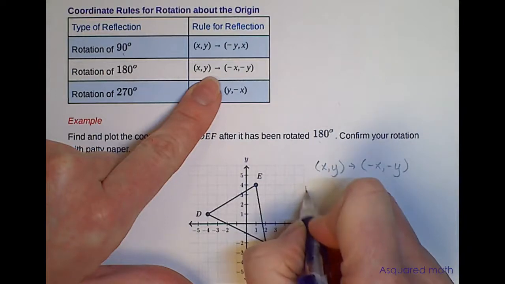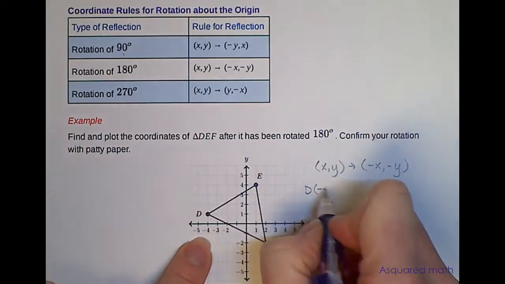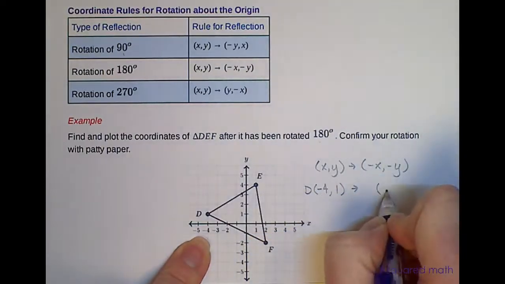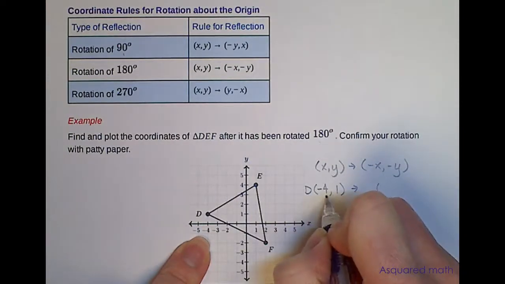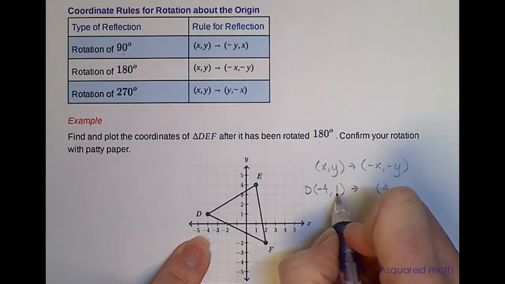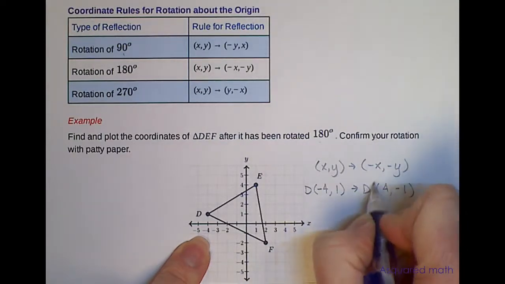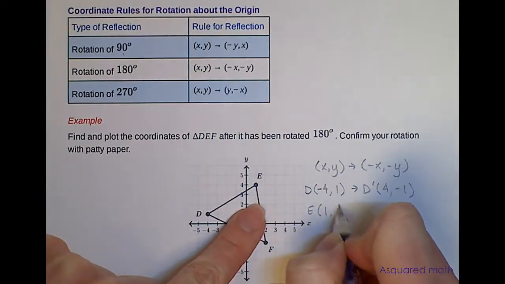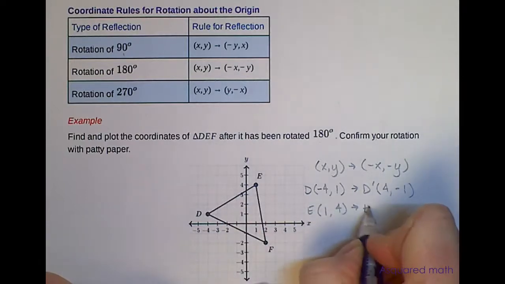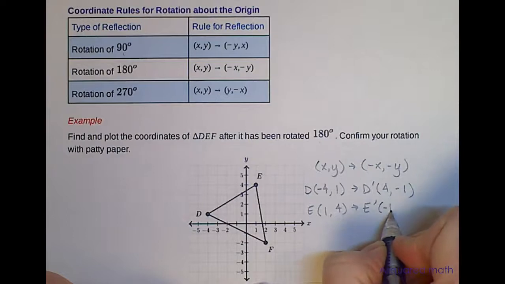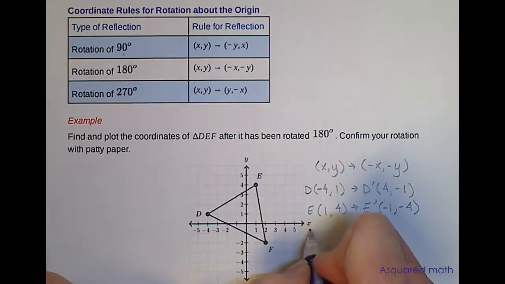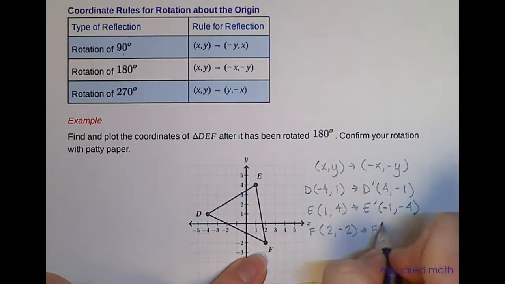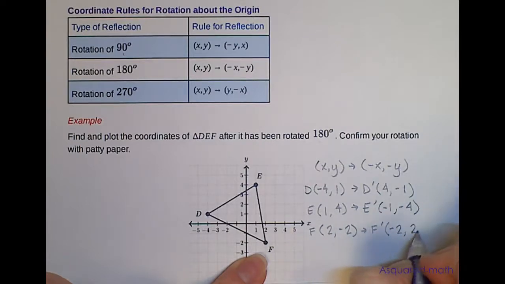So if we are first looking at point D, it is left 4, up 1. Taking the opposite sign of negative 4 is positive 4. And the opposite sign of positive 1 is negative 1, so that will give us D prime. E is to the right 1 and up 4. So E prime, take the opposite signs, we get negative 1, negative 4. And F has the coordinate point to the right 2, down 2. So F prime will be negative 2, positive 2.